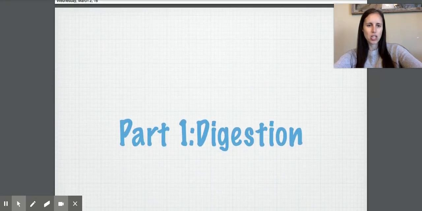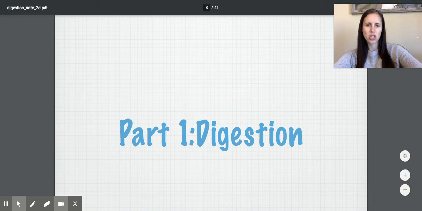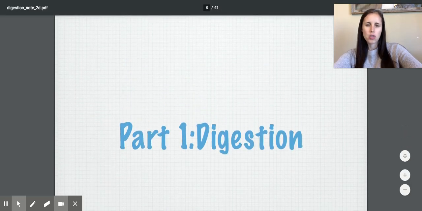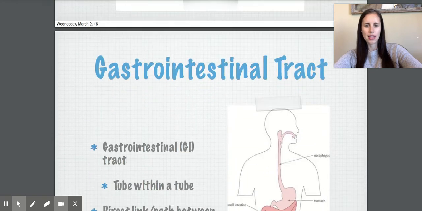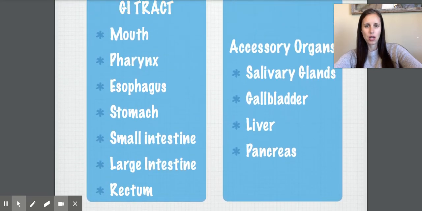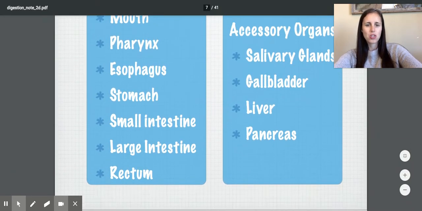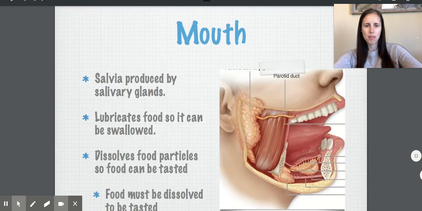So part one, digestion. When food first goes into your mouth, you don't have anything broken down yet. So you first have to start with digestion. Part one of our journey, we're going to focus just on digestion, how the food is broken down. So where do we start? We start at the very top of the GI tract. So we're going to start in your mouth.